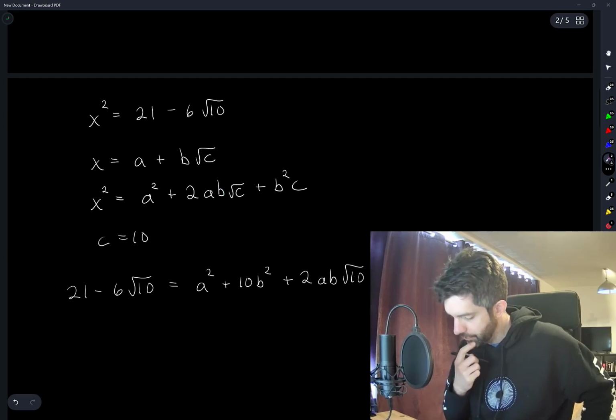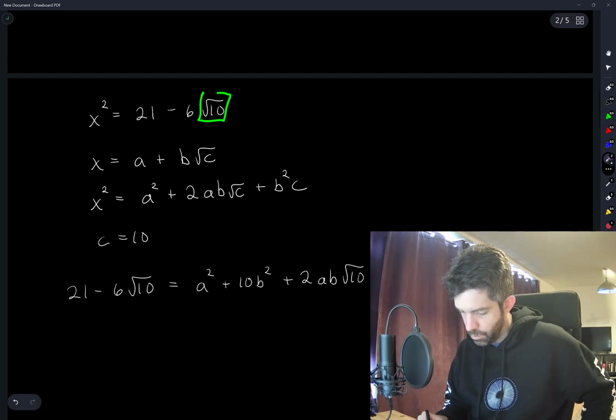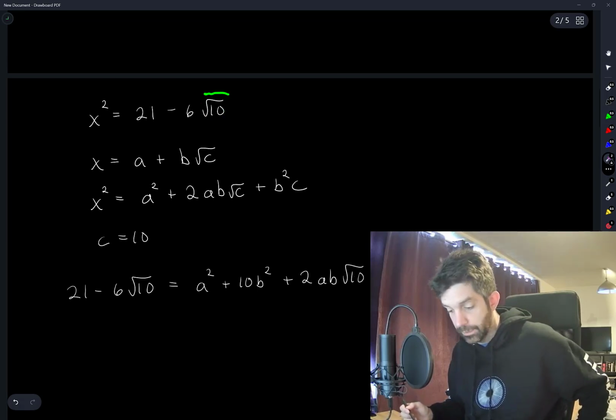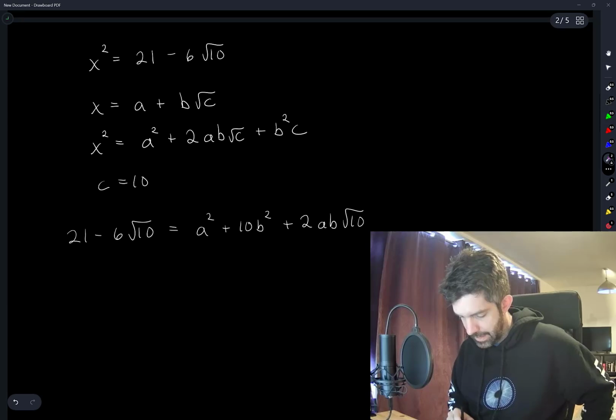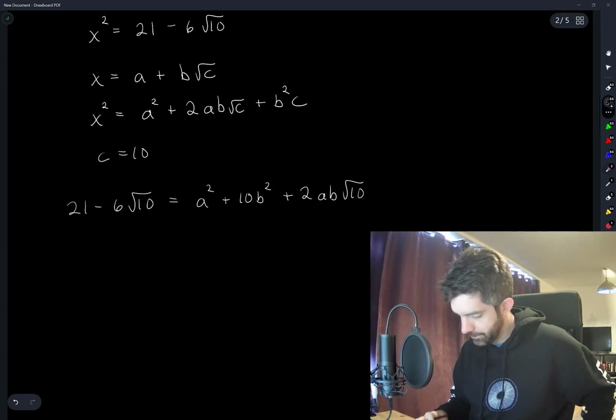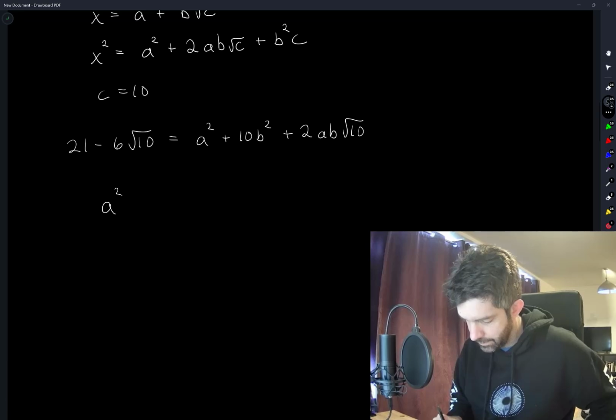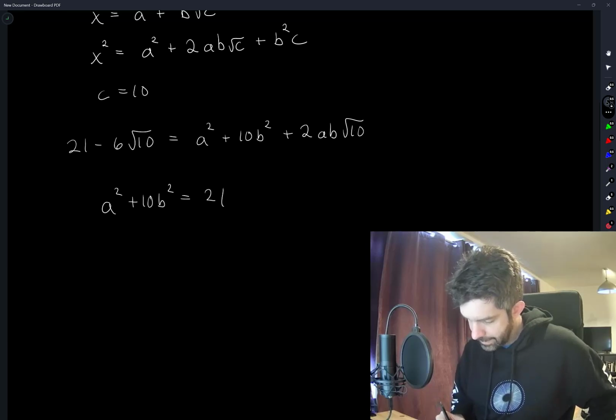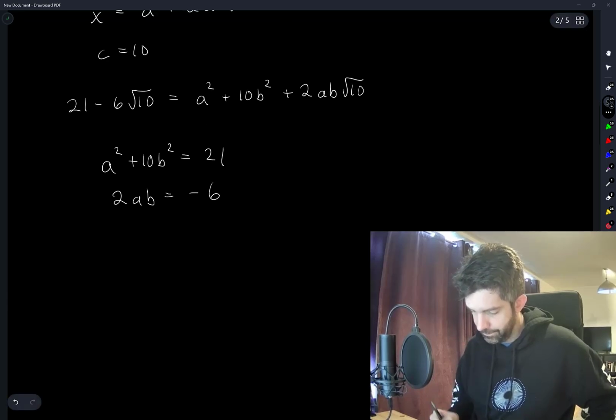So the square root number here, c, the form of this says that we should probably choose that to be equal to 10. And then once I make that substitution, I'm going to group all the terms that have a root 10 in them. That should be equal to this. And I want what's left over, the part without the square root 10, to be equal to that part there. So I now have two equations. A squared plus 10b squared is equal to 21, and 2ab is equal to negative 6.